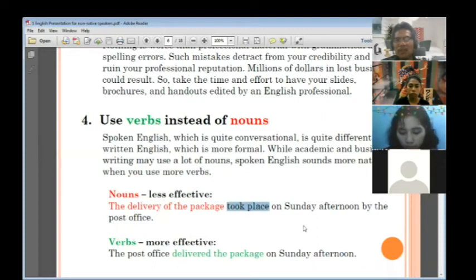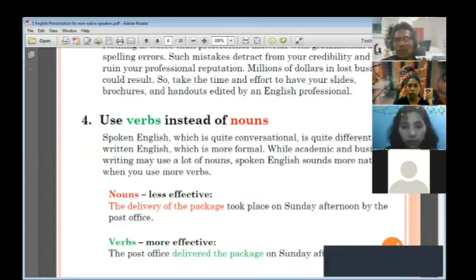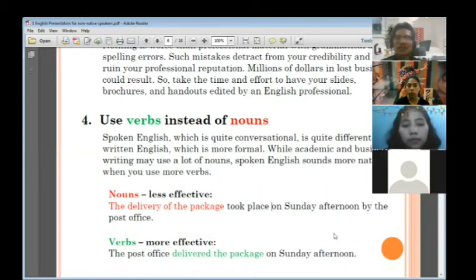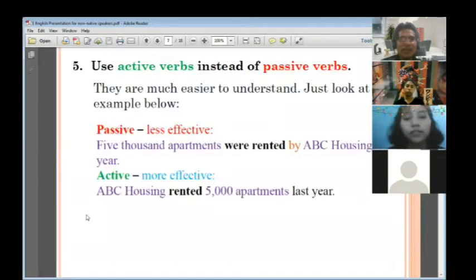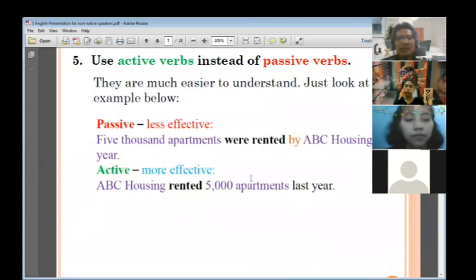misunderstand you, ya. Took itu mengambil, place itu termasuk salah satu two word verbs, ya, kata kerja yang lebih dari satu kata yang dipakai dalam writing biasanya. You got it, class? Use verb instead of noun. Yes, sir. All right, good. Please don't sleep during the lecture.